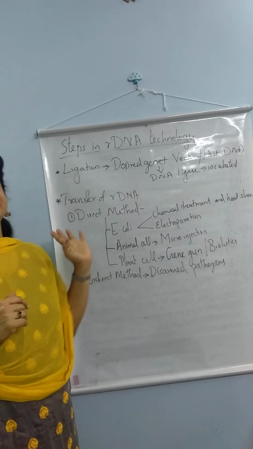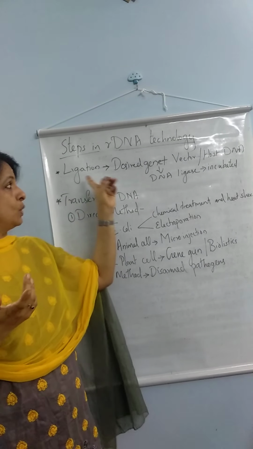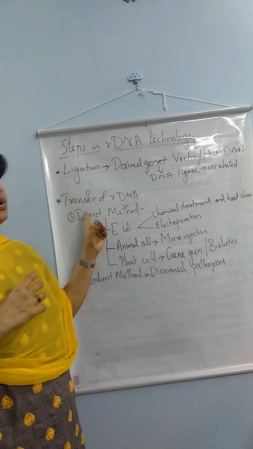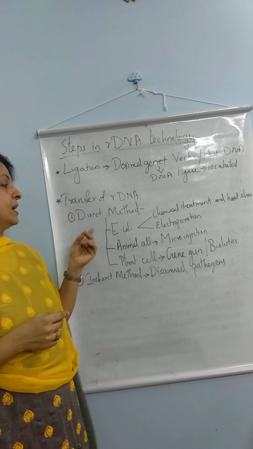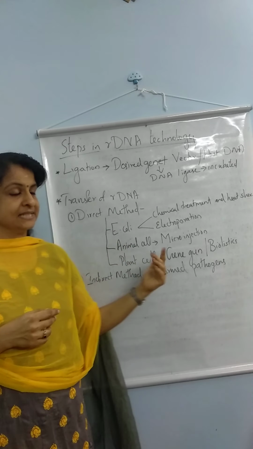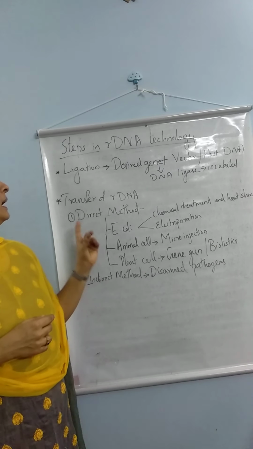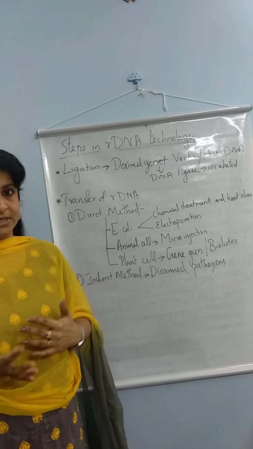Now the next step is transfer of rDNA. Now here we have made, so ligation is a step of actual making of rDNA, and now we are going to transfer the rDNA. There are two methods of transfer. One is direct method or direct transfer. The other one is indirect method or the indirect transfer. Indirect transfer, there are different methods based on the host organism.